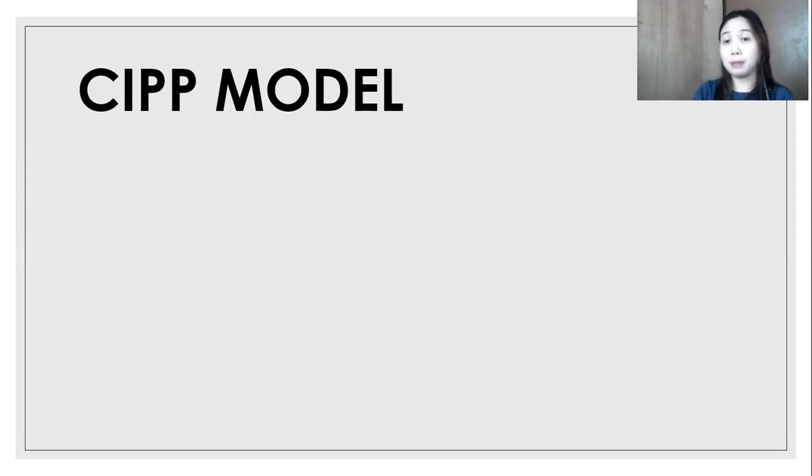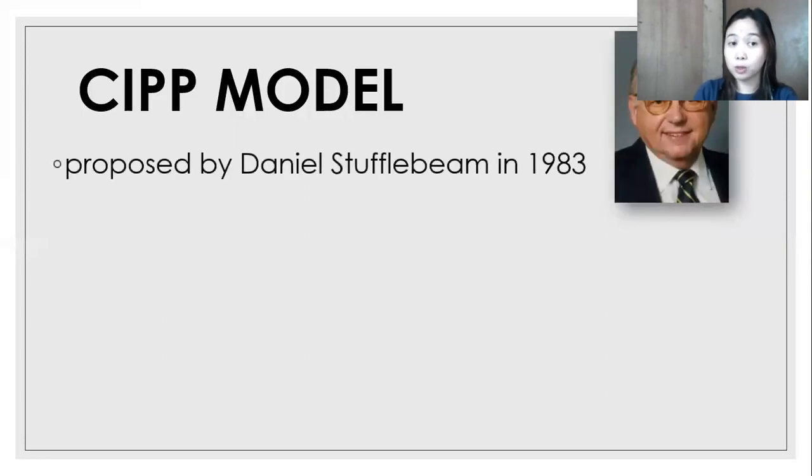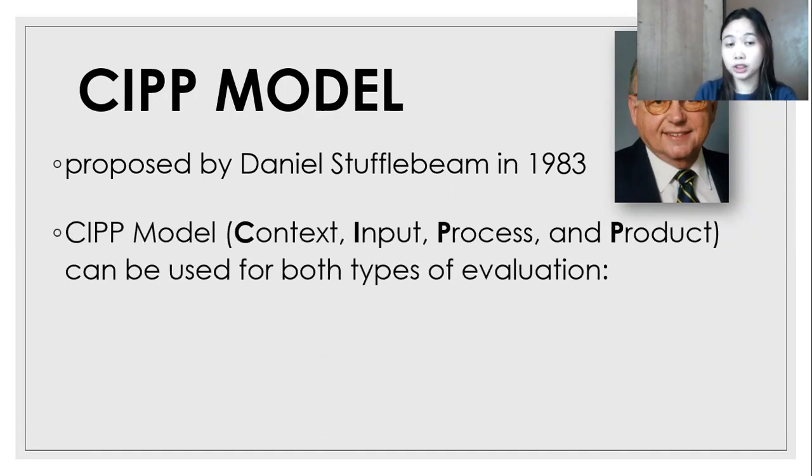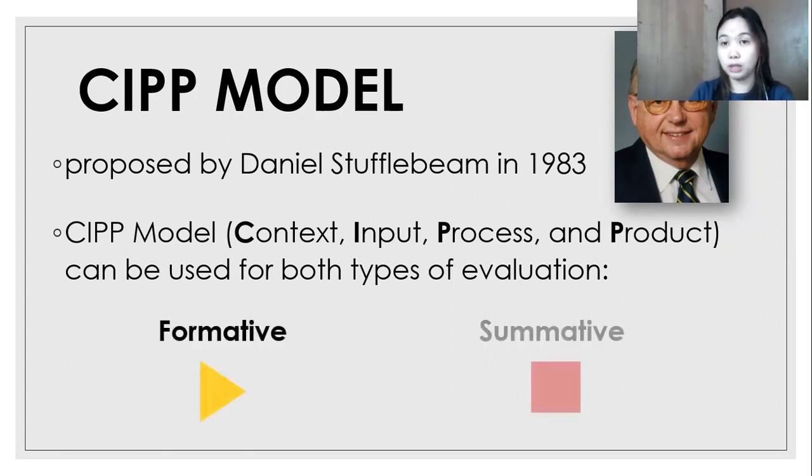Now, what is the CIPP model? First, it was proposed by Daniel Stufflebeam in 1983. The CIPP model, or the context, input, process, and product model, can be used for both types of evaluation. It involves the formative evaluation and the summative evaluation.